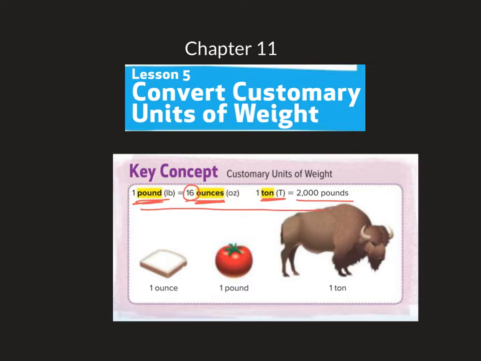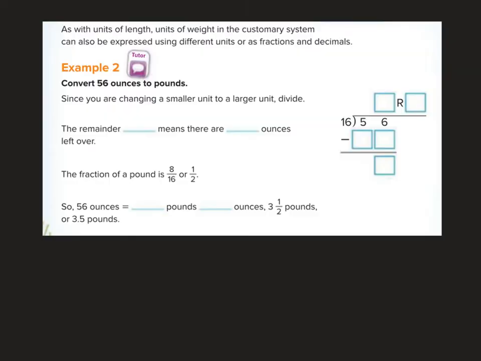Okay, so these are the conversion rates we need to remember for today. 16 ounces are small, 16 ounces are 1 pound, and then 2,000 pounds are a ton. As with units of length, units of weight in the customary system can also be expressed using different units or as fractions and decimals. So if I wanted to know 56 ounces to pounds, we know that 16 ounces equals 1 pound. Another way to abbreviate pound is LB. LB is pound, OZ is ounces.